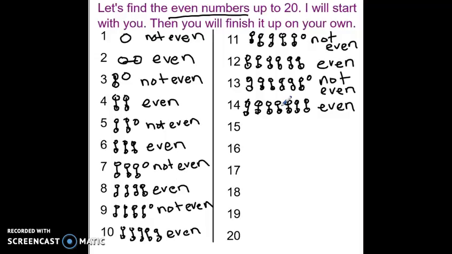Let's take a look at the numbers we have done already. So if you look at the even numbers, my even numbers are 2, 4, 6, 8, 10, 12, 14. If you notice, all my even numbers are the numbers that we can skip count by 2s. 2, 4, 6, 8, 10, 12, 14. Continue doing the rest of the pattern and find the rest of the even numbers up to 20. When you're done with this, you're done with today's lesson.